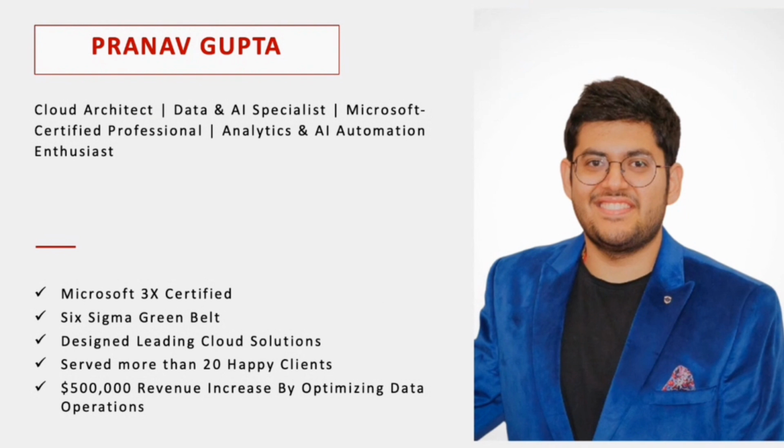My colleague who's also co-presenting today is Pranav Gupta. He's a cloud architect. He's also a data and AI specialist, 3 times Microsoft certified. He loves building solutions on analytics and AI. He is a Six Sigma green belt, so a process-oriented guy, designing and leading a lot of cloud solutions for us, and has worked with about 20 clients for Think AI. One of his major achievements is building, or rather optimizing, a data operations solution which saved about $500,000 for our client. Pretty good achievement, Pranav.